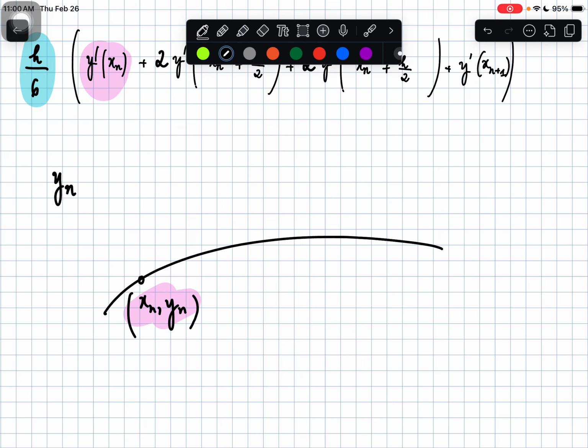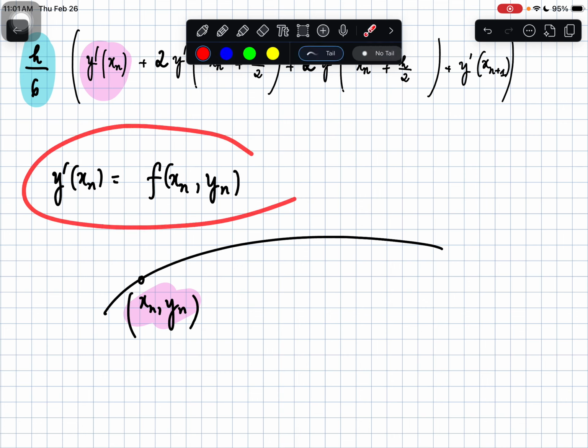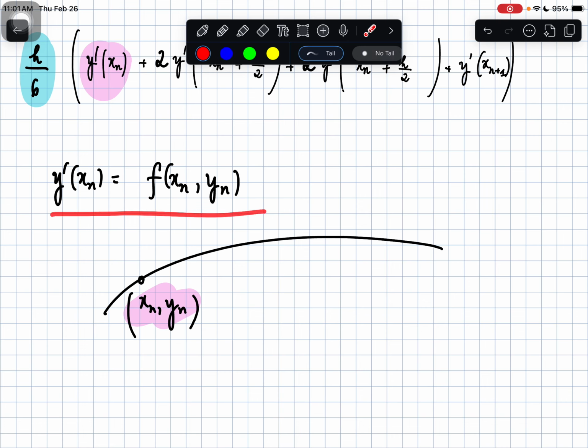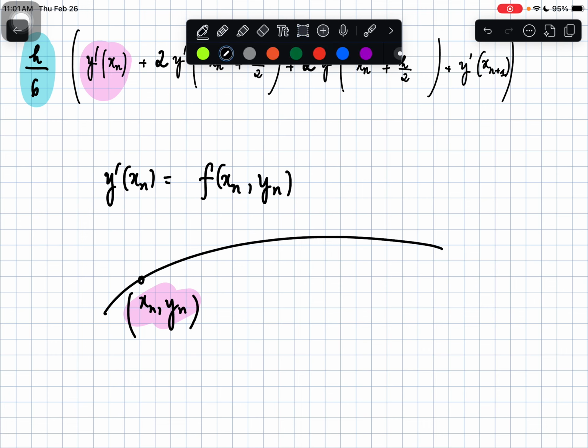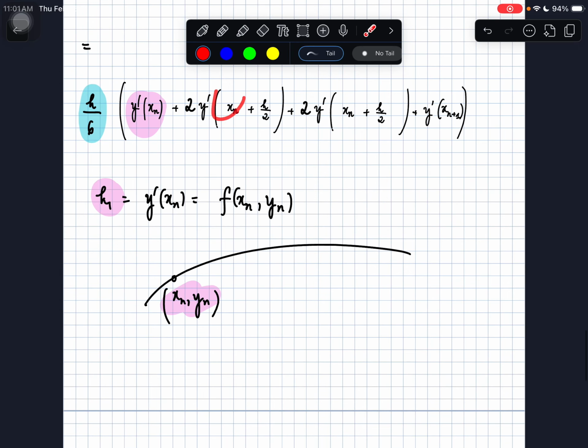Yn, y prime xn is the slope at f xn yn. This is by the initial value problem. We know y prime equal to this, and we call this k1. Now let's look at the second term, y prime at this one.